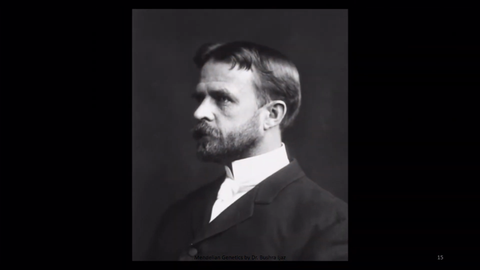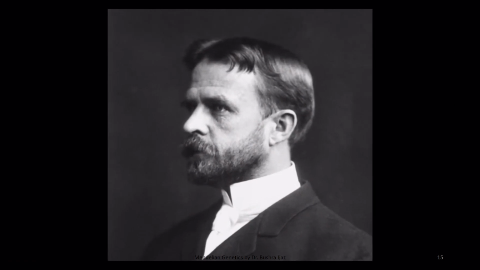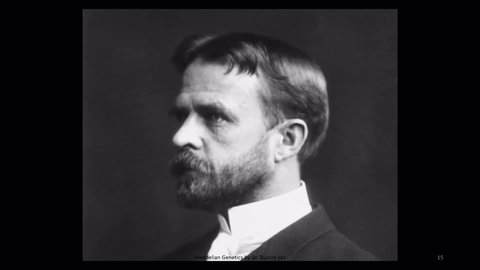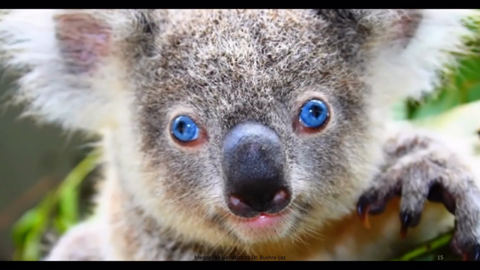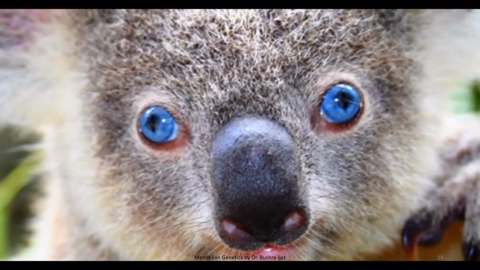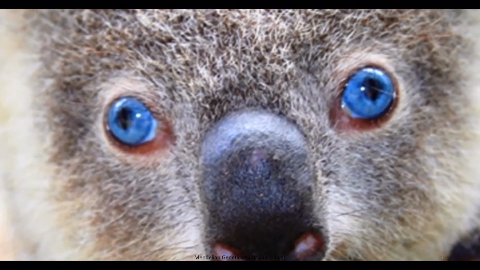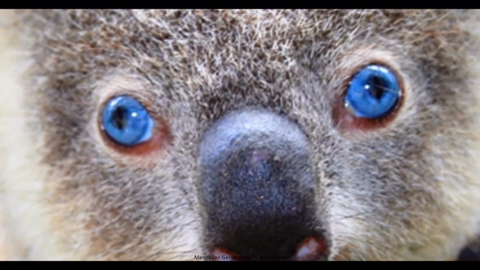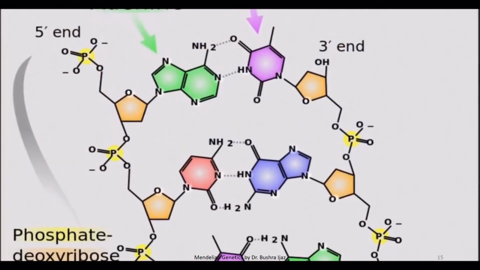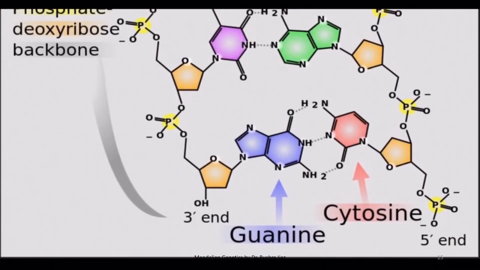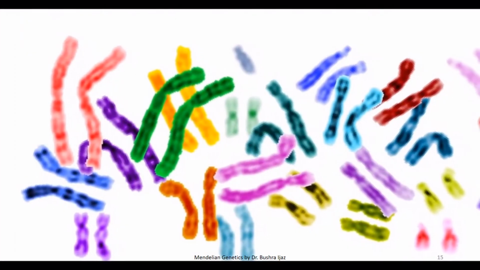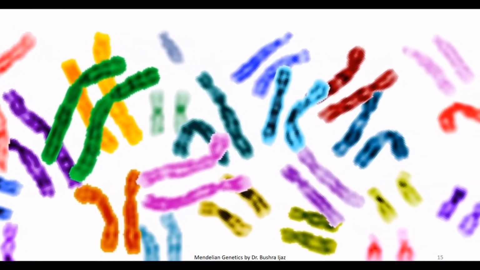T.H. Morgan. In 1910, Morgan was working on one of the great mysteries of the day, how our traits, like eye color, passed from one generation of living things to the next. Here in the early 21st century, this question has been answered. We have a sophisticated understanding of genetics. But in 1910, there was much uncertainty about the details of inheritance.